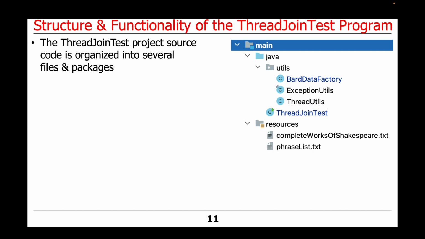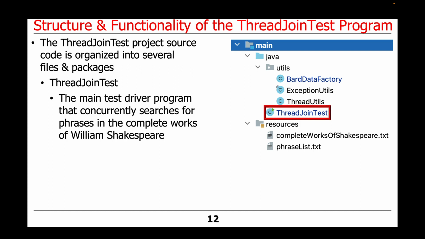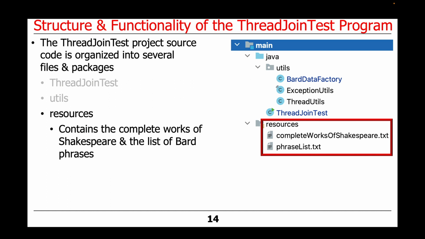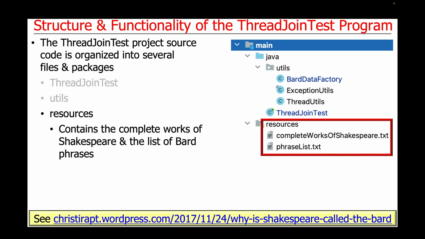This project source code is organized into several files and packages. First, there's the ThreadJoinTest.java file, which is the main test driver program that concurrently searches for phrases in the complete works of William Shakespeare. There's also a utils package that contains general-purpose reusable classes. And finally, there's a resource package, which contains the complete works of Shakespeare and the list of bard phrases to search for. Bard is a nickname commonly applied to William Shakespeare, who is known as the Bard of Avon.